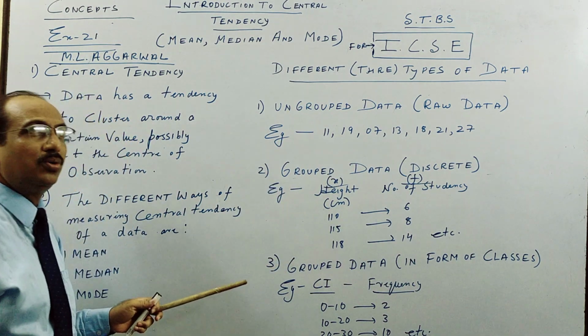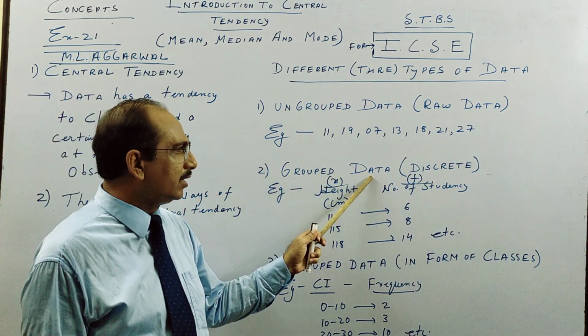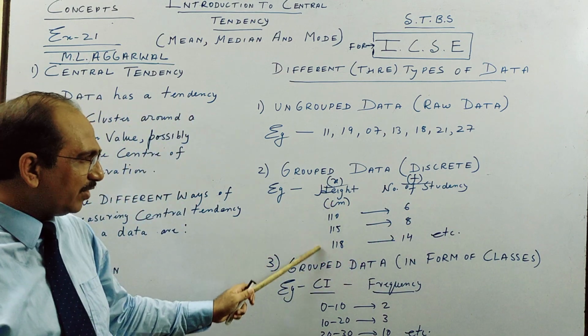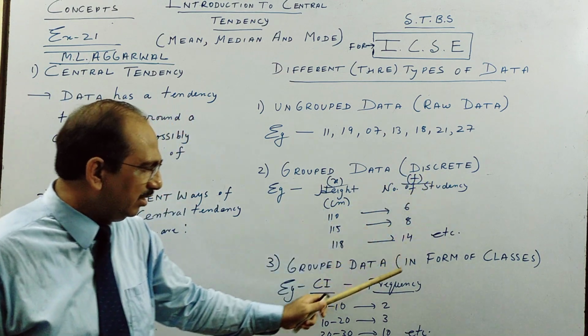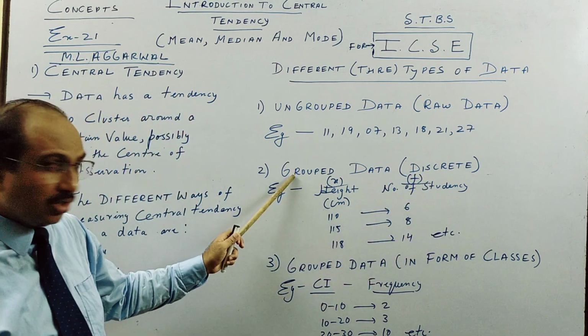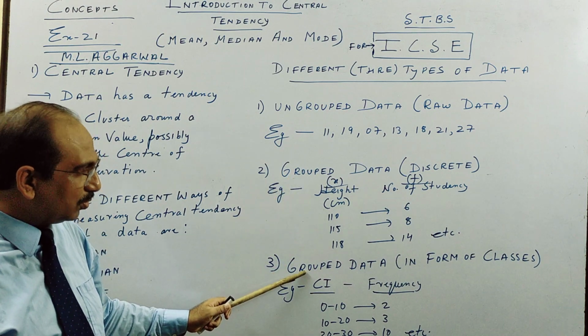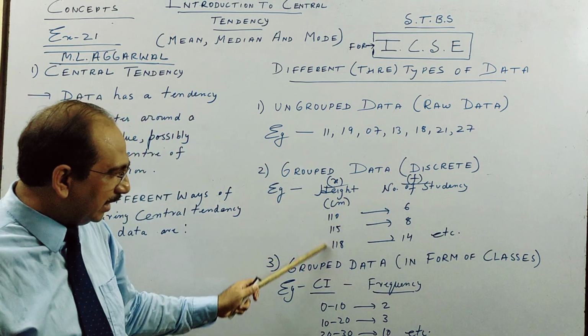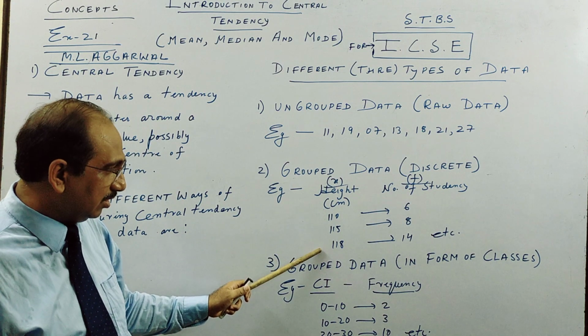Next we move on to what we call grouped data, discrete, meaning fixed values. You'll ask, what is the difference between them? This is also grouped data, and this is also grouped data. Discrete means there is no class interval here.